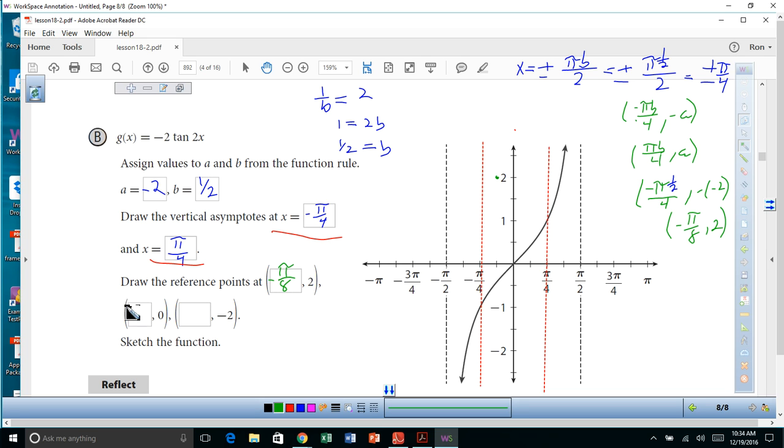Okay. And then we got 0, 0. And then we'll just change the signs on this right here. So that would be positive, and that would be negative. So that's going to be pi over 8, negative 2. Pi over 8, negative 2 is going to be right there. So it's going to look like this.